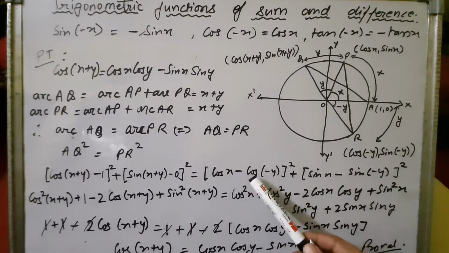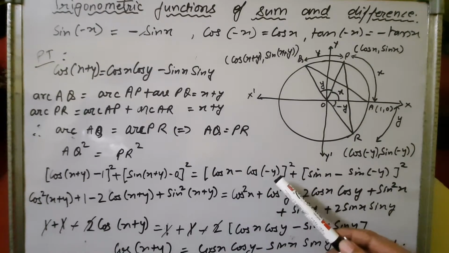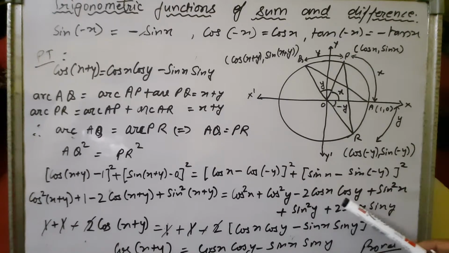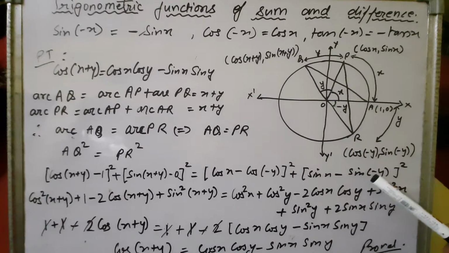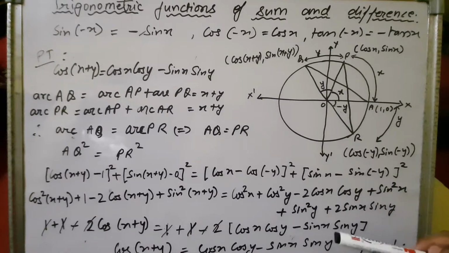Cos of minus y is plus cos y. So it will be cos x minus cos y whole square, which gives cos square x plus cos square y minus 2 cos x cos y. Sine of minus y is minus sine y, so it will become sine x plus sine y. The square of this term will be sine square x plus sine square y plus 2 sine x sine y. Right, children, understood this much?